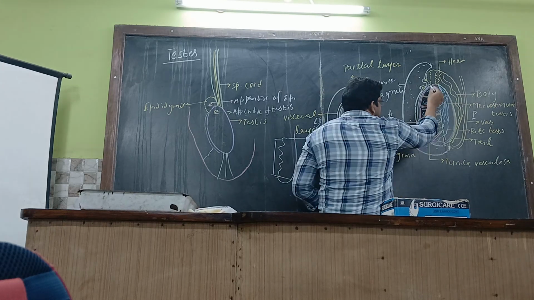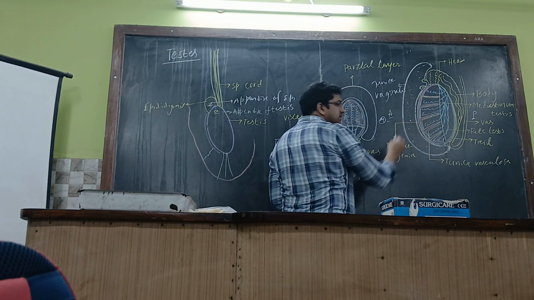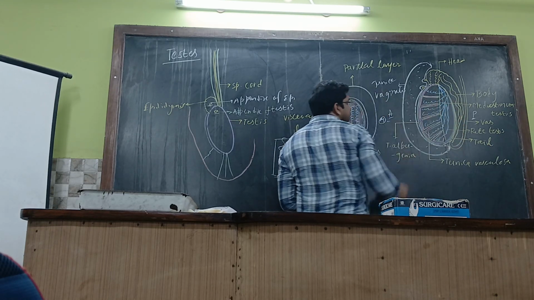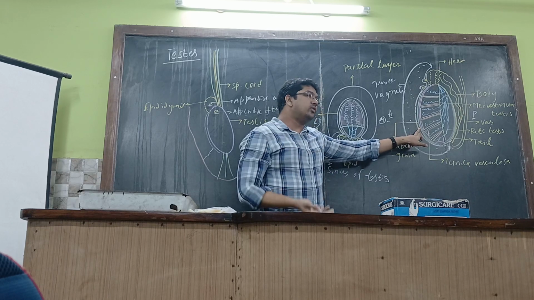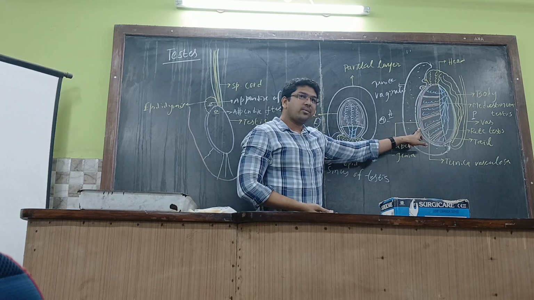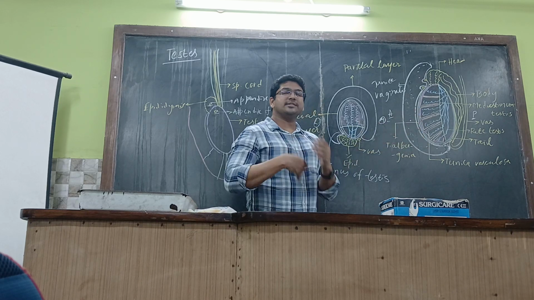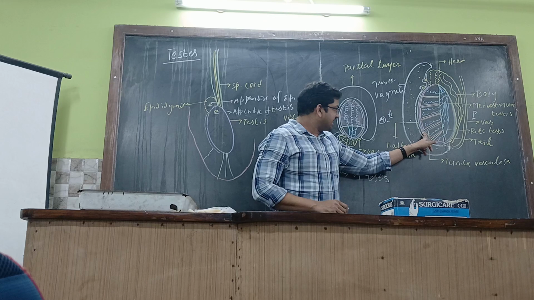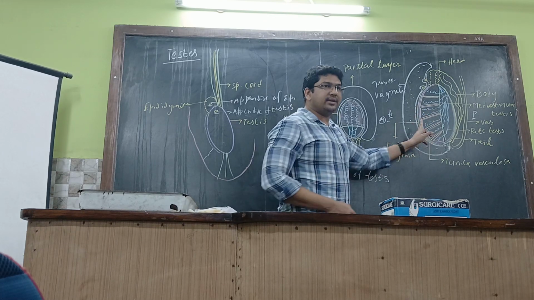So this green colored structure over here, which is next to the visceral layer of the tunica vaginalis, is nothing but the tunica albuginea. This tunica albuginea is also found in the ovary. Exactly, the ovary is also covered by tunica albuginea. So here the second layer of the testis is the tunica albuginea, just like the ovarian tunica albuginea.